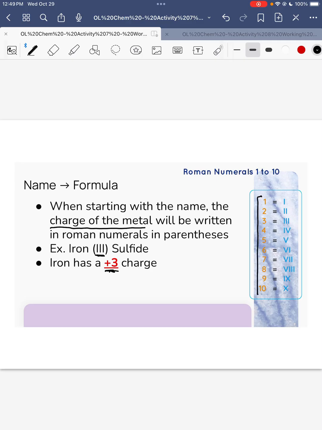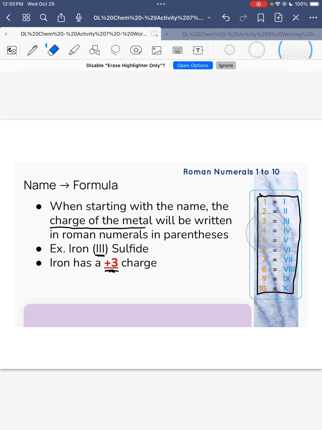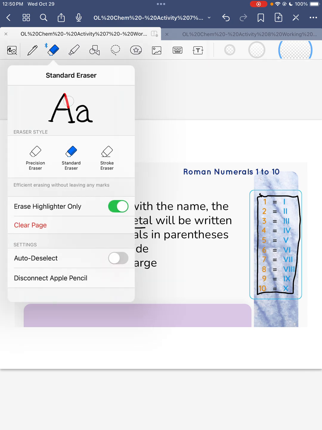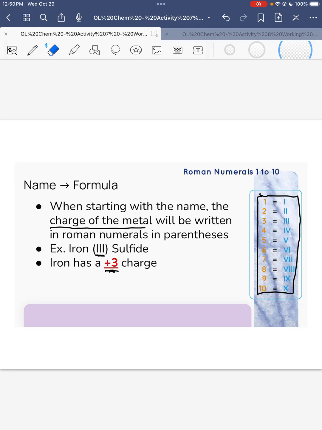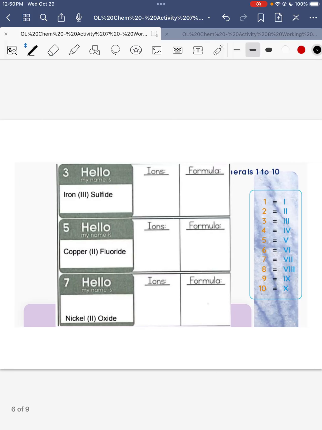You can see in your packet a list of the Roman numerals 1 through 10, but you will need to know this. 1 is an I, 2 is II, and so on through 10. So make sure you study those. The most common ones are definitely 1 through 4. All right, so let's practice that.